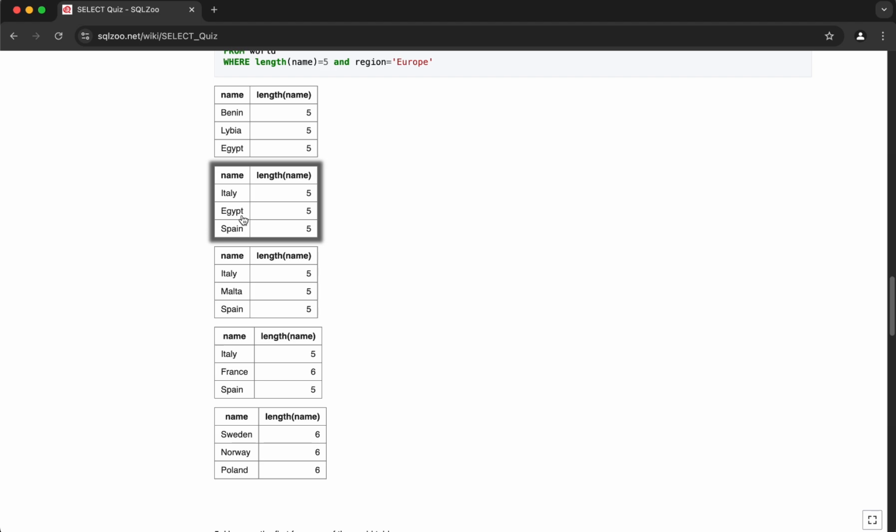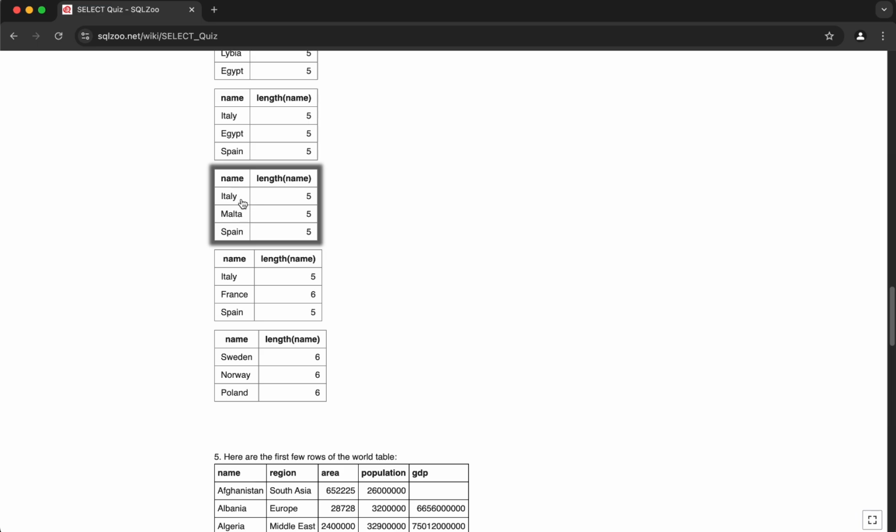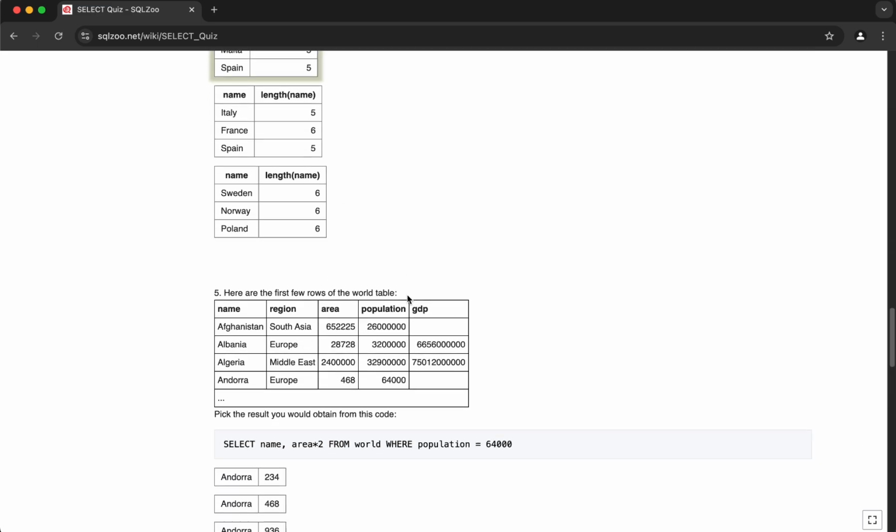Let's come down here and we can see again that Egypt is not a European country. Let's come down here and we can see, okay, Italy, Malta, and Spain. If you know your European countries, you know that these are all European countries. And also we can see that the length of name, the length of characters in the name column are all 5. So this should be correct, but let's double check everything. Okay, so we've got Italy, France, and Spain. These are all European countries, but we can see that France's name has 6 characters. So this is incorrect. Same for the last option, Sweden, Norway, and Poland. All of these names have 6 characters. So the third option is the correct answer.